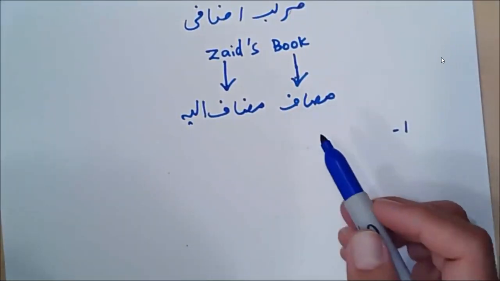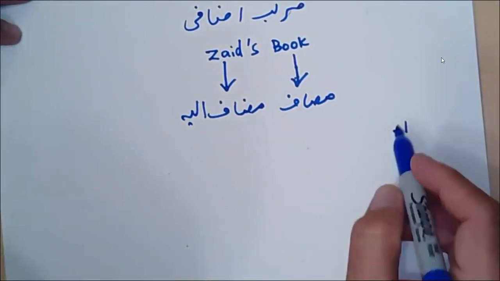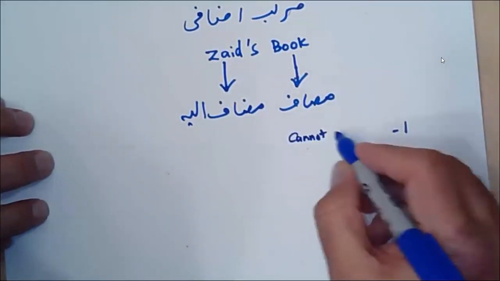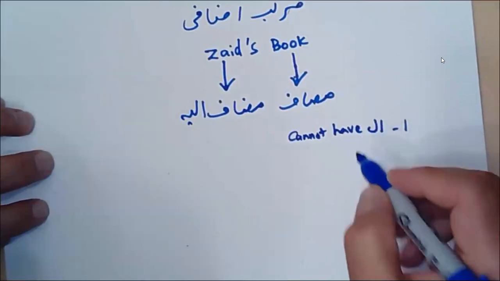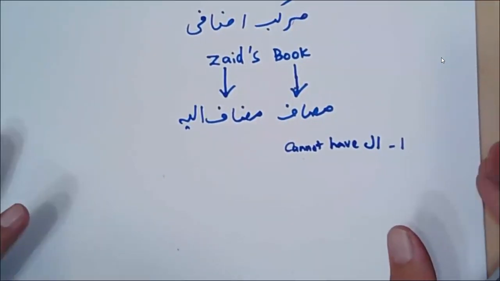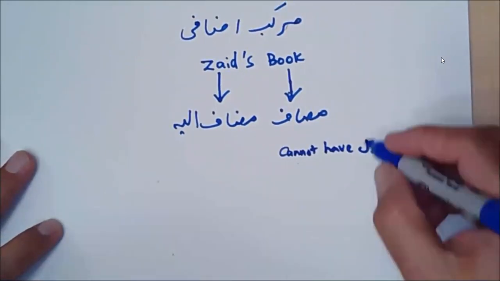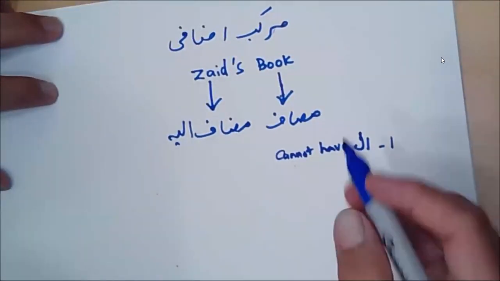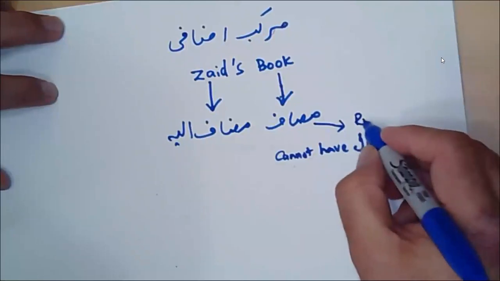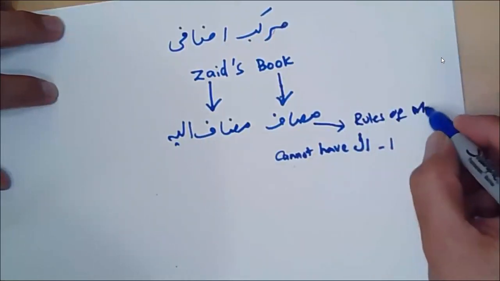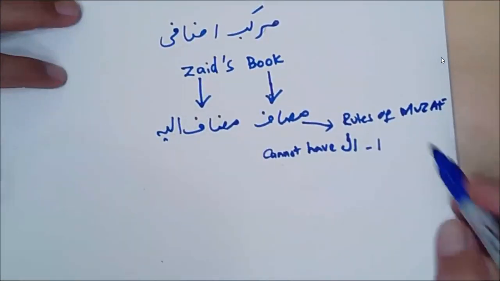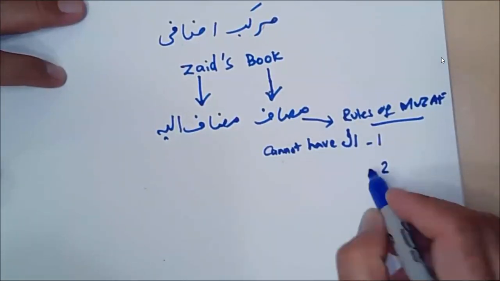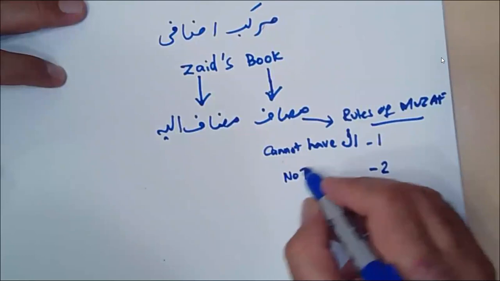Who are we going to work on? Mudaf. Mudaf cannot have al. That's rule number one. And these are the rules of mudaf. So right now we're talking about the rules of mudaf. Rule number one, mudaf cannot have al. Number two, no tanween.